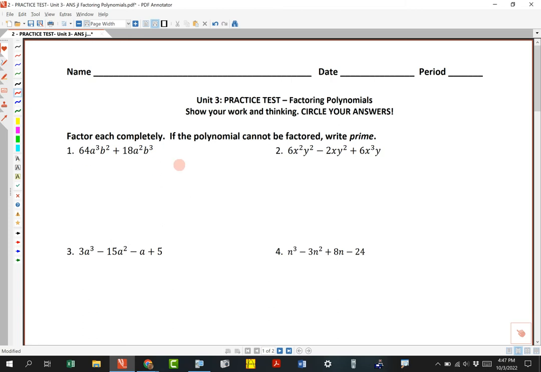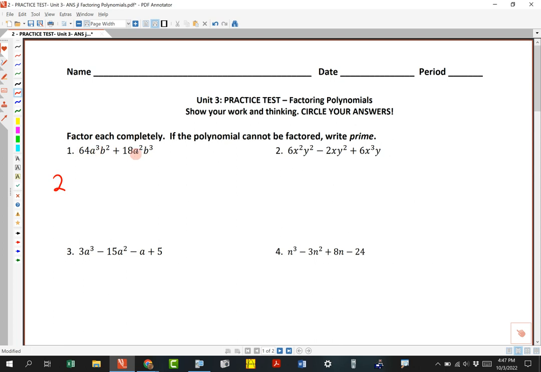Right, let's knock out this practice test. Let's notice on the first one, we've got two terms. It's not a difference, but we always want to remember to take out the GCF first. That's the first rule in factoring. So we've got a 64 and an 18 as far as coefficients go. So the biggest thing we can take out of both of those is a 2.